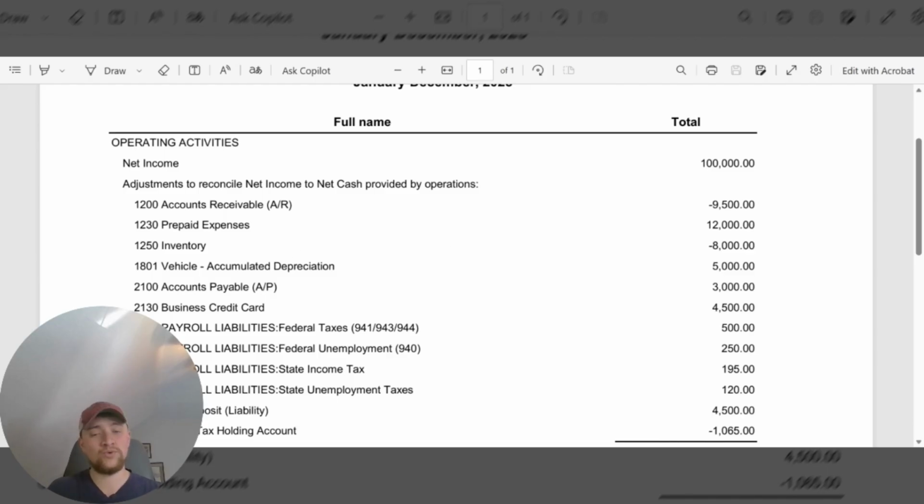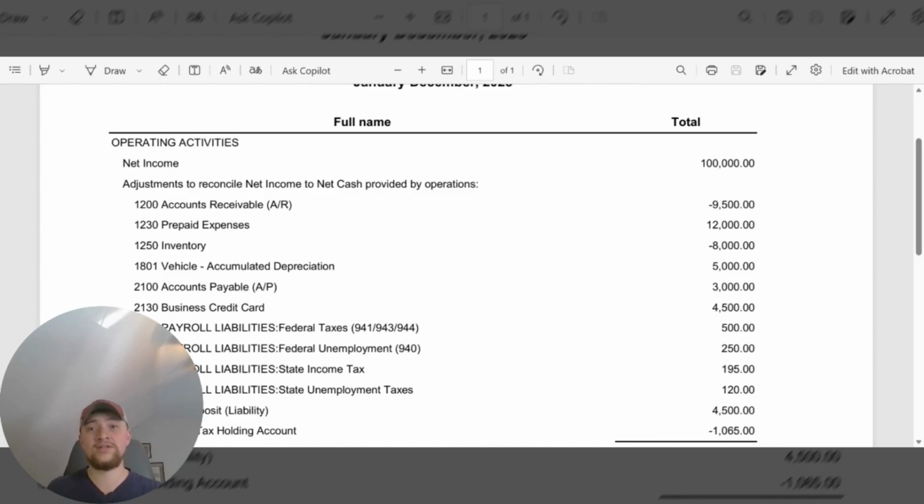Depreciation is another big one, and that is for vehicles. It's a non-cash expense. Any kind of vehicles, equipment, if you own property, you can depreciate property, but that's a non-cash expense. He's not expending cash for depreciation, but it's affecting his net income. It's reducing it. So we want to add that back in. We want to add the cash back in because he still has that cash.